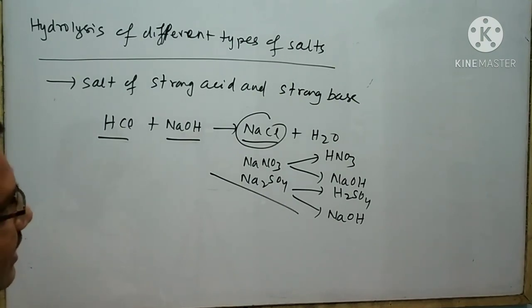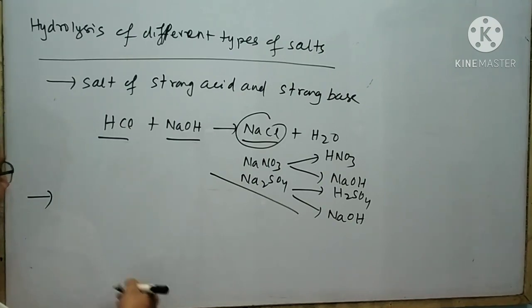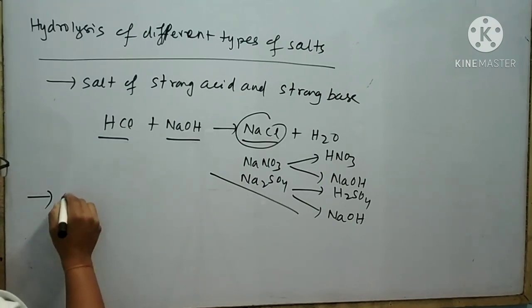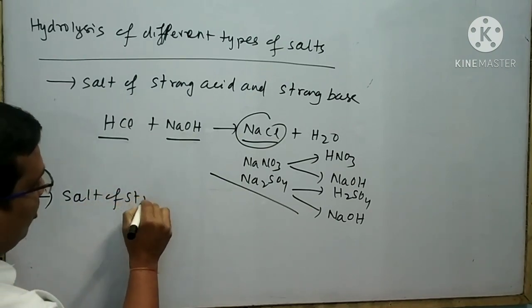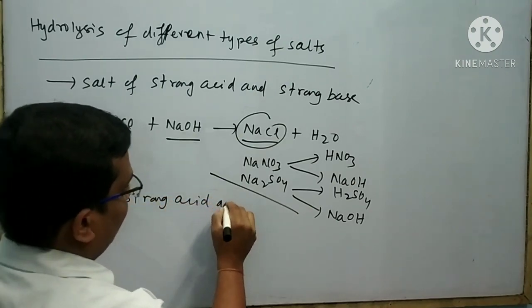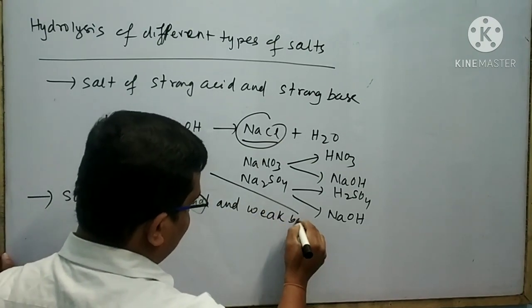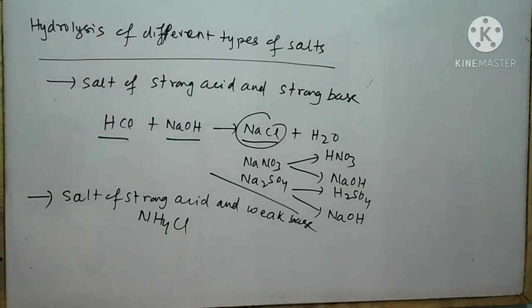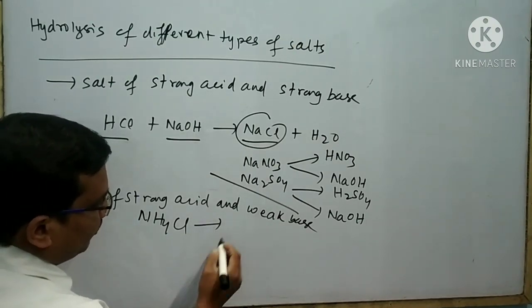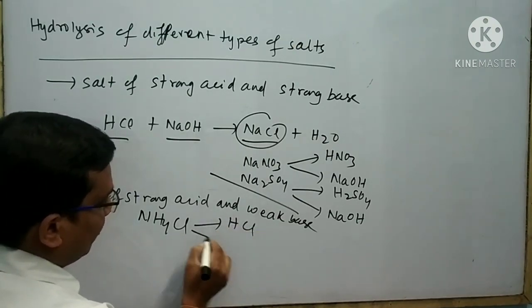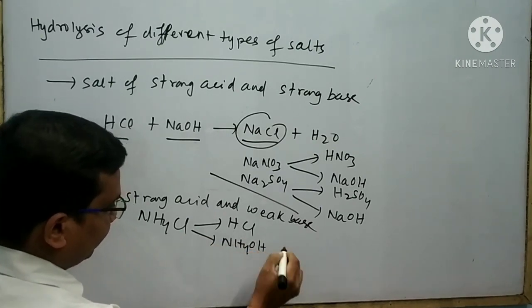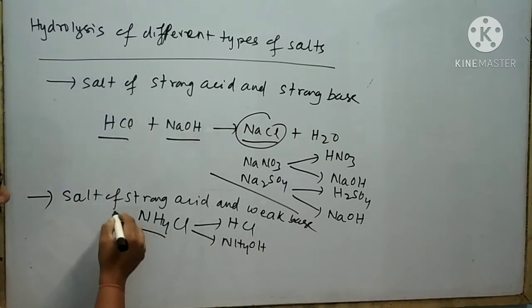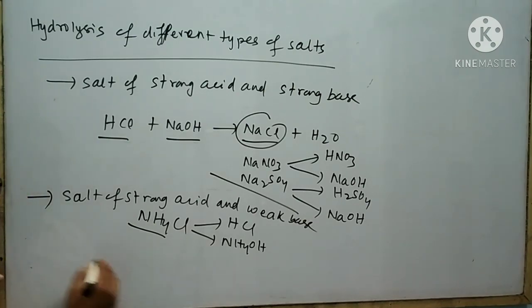Like salt of strong acid and strong base, there are also other types of salt. Let me explain another type of salt, like salt of strong acid and weak base. NH4Cl is a salt of strong acid and weak base because it is made from the strong acid HCl and the weak base NH4OH. This is an example of salt of strong acid and weak base.